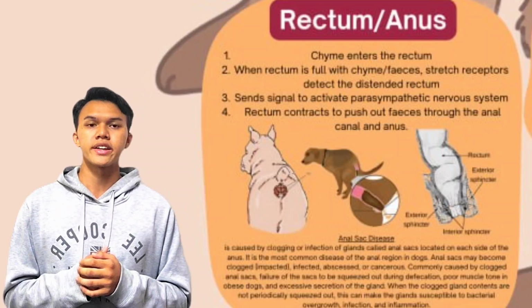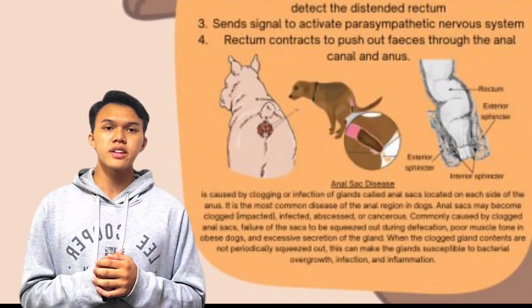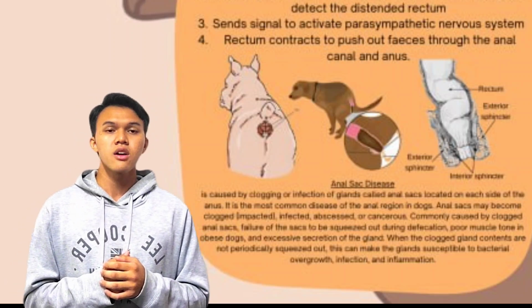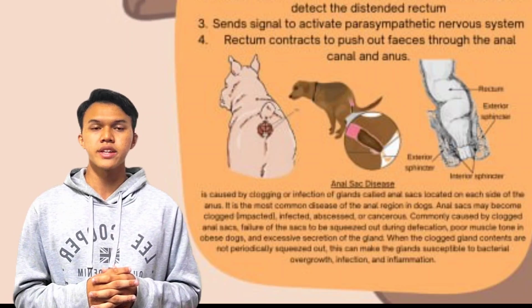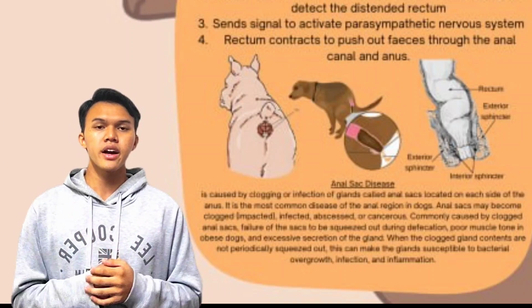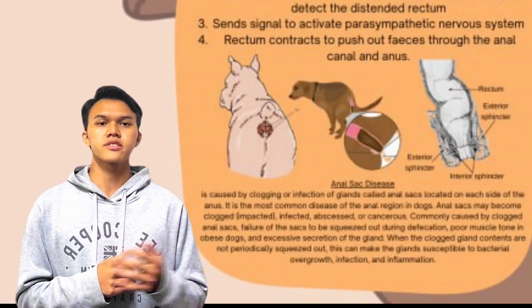So the common disease in the anal region is anal sac disease, which is caused by infection of the glands called anal sacs on either side of the anus, and is the most common disease in the anal region in dogs.